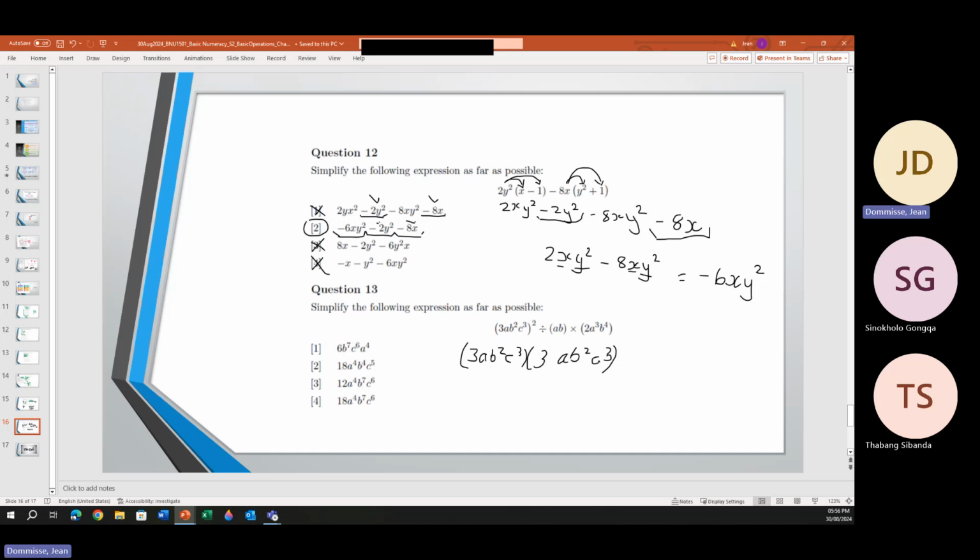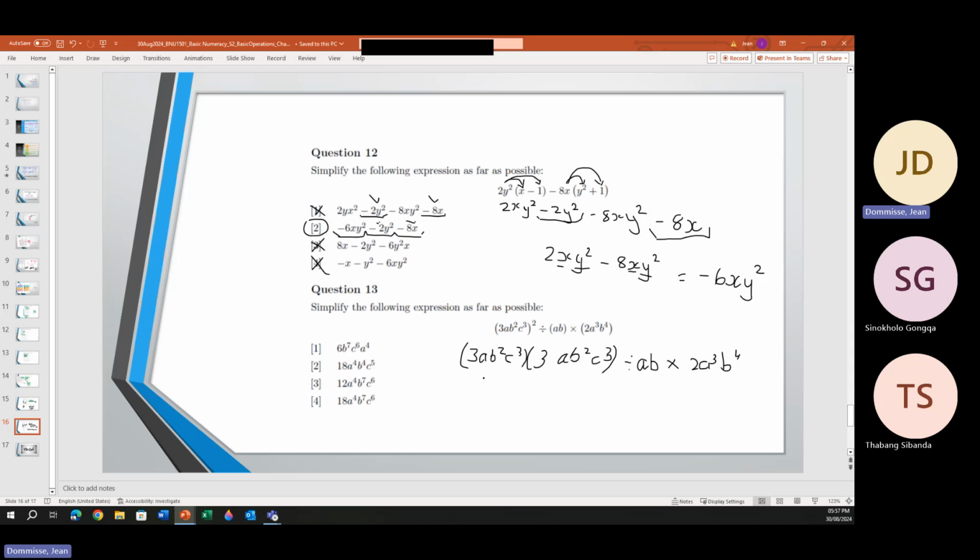Then we have divide by AB, and then multiply, and here we only multiply by 2A 3B4. So there's no brackets to the power of 2. There was just brackets there, but nothing else. So let's first do these two.